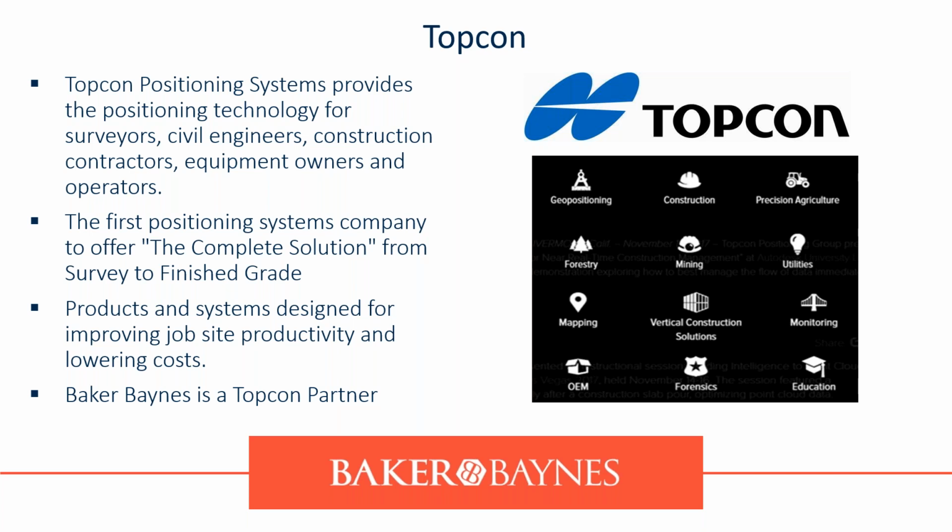You're going to see it just now, but they are the first positioning systems company to offer the complete solution. And if you look at it, I'll give you some examples where they have used the machine control technology to actually construct the runways in Italy airport, and they got up to 1 millimeter accuracy, which is crazy to think of.